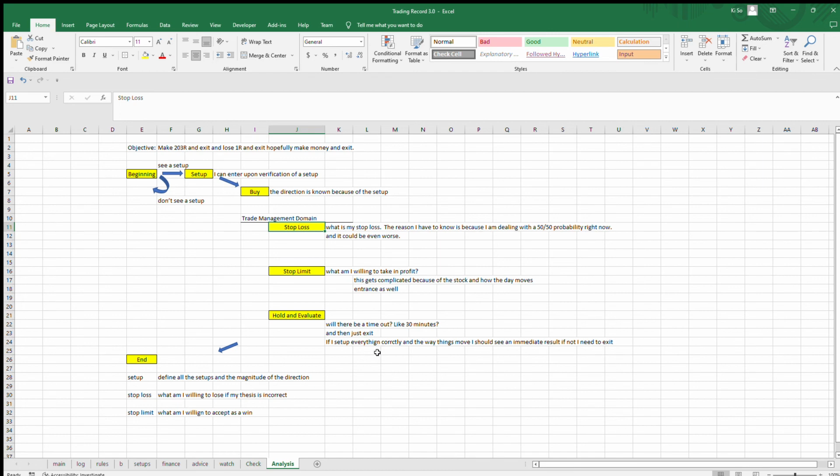This is a routine that I use to make trades, and all I have to do is define what that setup is. Buying is automatic. I can do that. Then the stop loss, whatever the stop loss is, whatever the stop limit is, and how long I want to hold on to see how long certain things take.